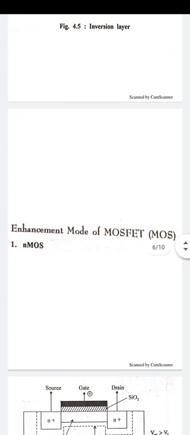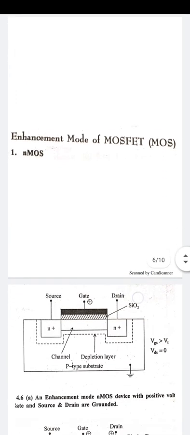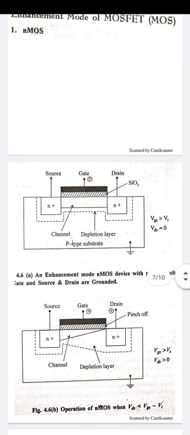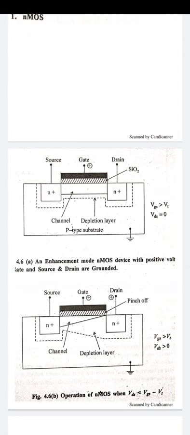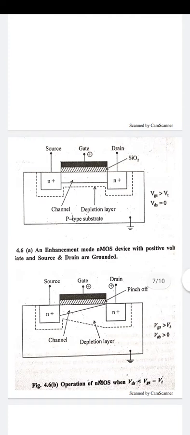So I will discuss here the working of the enhancement mode MOSFET. In this diagram we use heavily doped source and drain regions, and underneath the gate there exists a conducting channel between them. The dotted lines show the depletion layer on the p type substrate. Here we have applied a positive voltage over the gate, above the threshold voltage, that is VGS is greater than VT, and at the same time VDS is equal to 0. So the channel exists but no current flows.